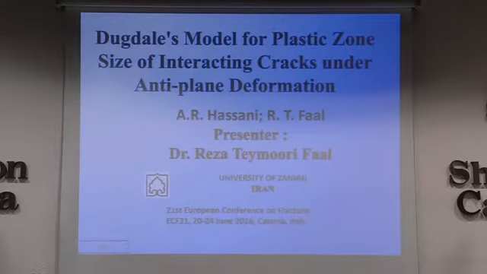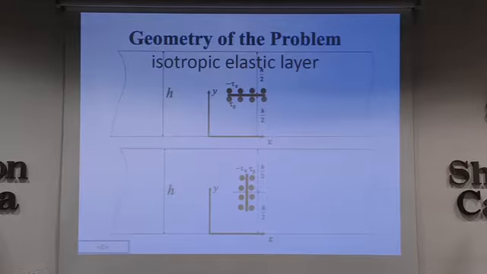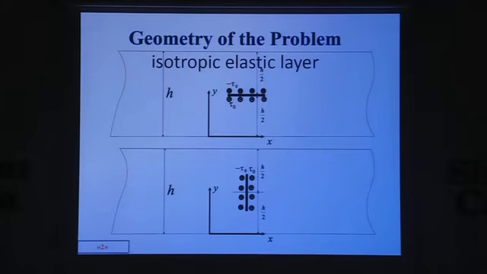The title of my presentation is Dugdale Model for Plastic Zone Size of Contracting Cracks on the Plane Deformation. And I will present the geometry of the problem. Suppose we have an isotropic plastic layer weakened by some cracks. The cracks can be, for example, a horizontal crack or vertical crack or inclined crack.